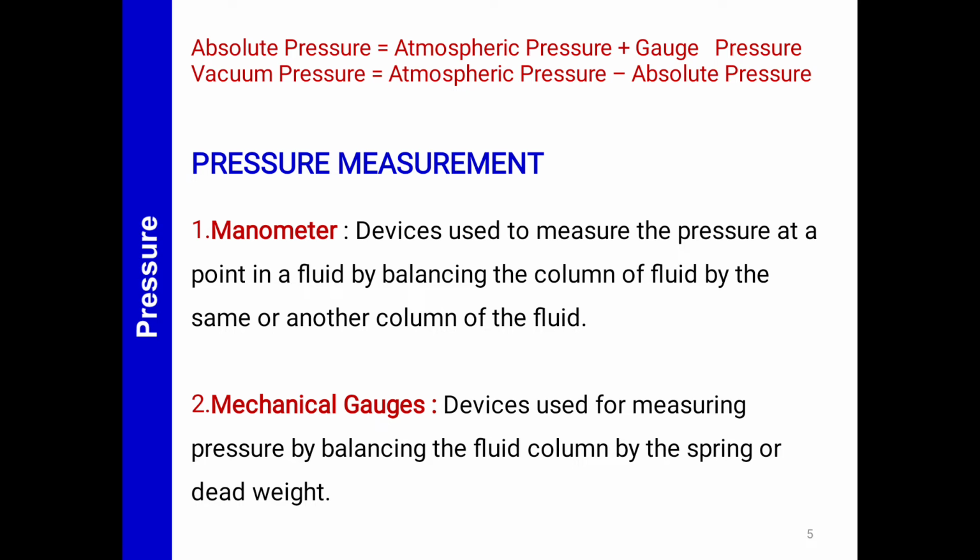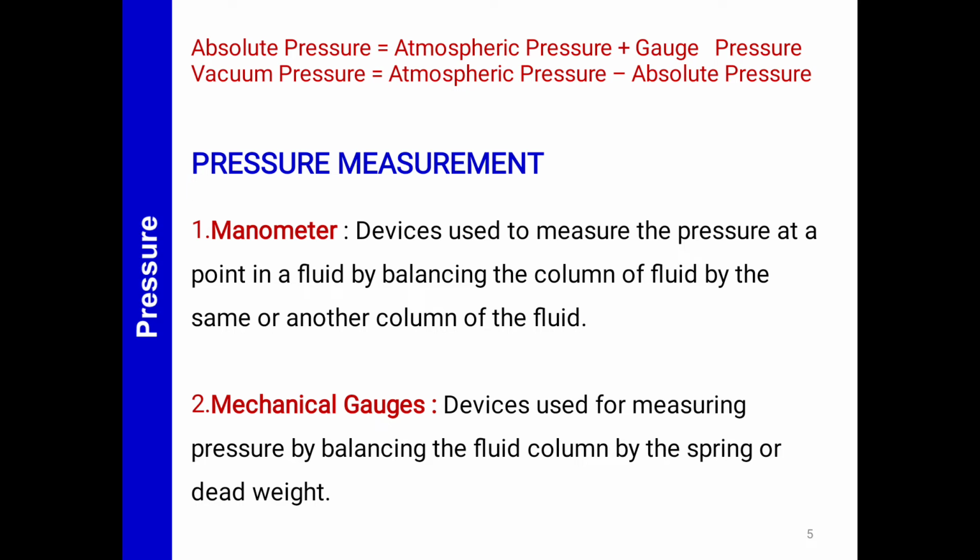Measurement of pressure. The pressure of a fluid is measured by the following devices: manometers and mechanical gauges. Manometers are defined as the devices used for measuring the pressure at a point in a fluid by balancing the column of fluid by the same or another column of fluid. They are classified as simple manometers and differential manometers.